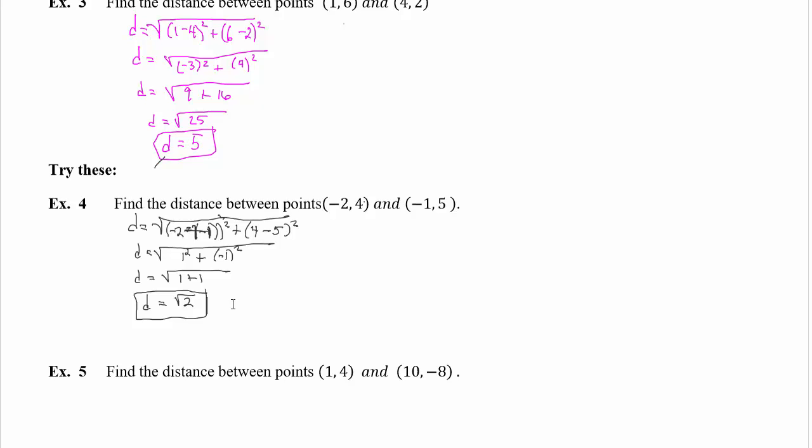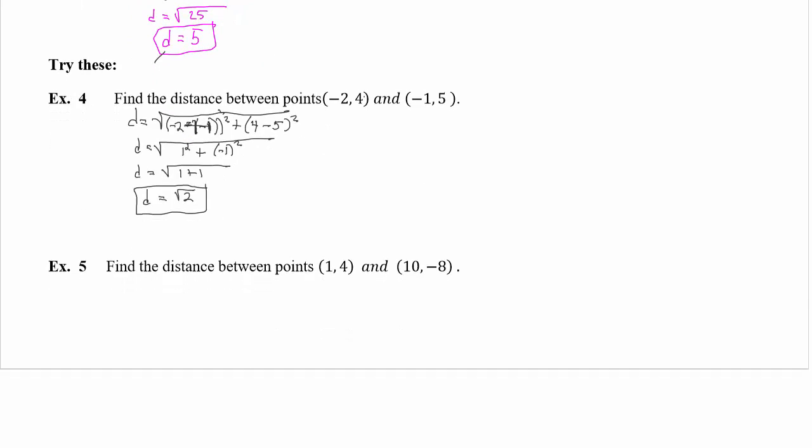And again, let's see whether or not your number 5 worked. Okay? So, D equals the square root of, take our first x, 1, minus, our second x is 10 squared, plus our first y is 4, minus negative 8 squared. Again, don't forget, when you subtract a negative, make sure both negatives are there to start with.